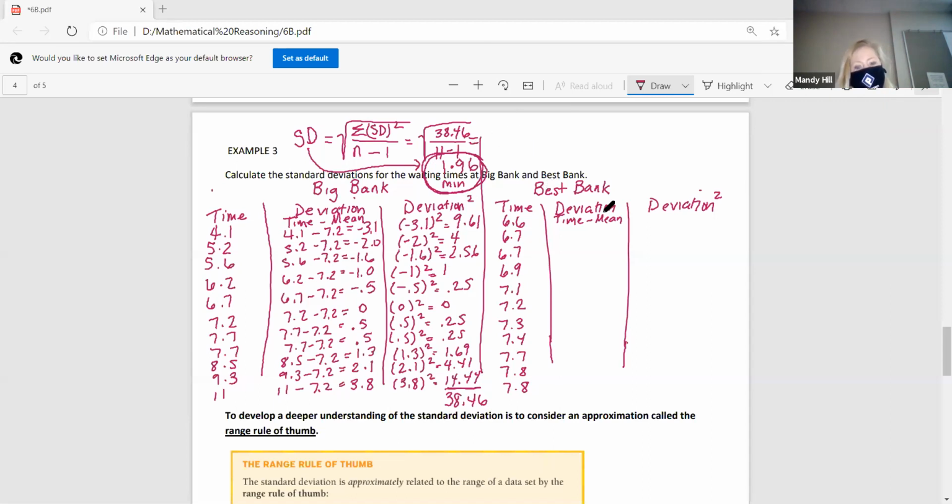So we will look at best bank's values. I'll save this and we'll look at best bank's values on Wednesday. I'll also start the next lesson on Wednesday because we're very close to being done with this one.